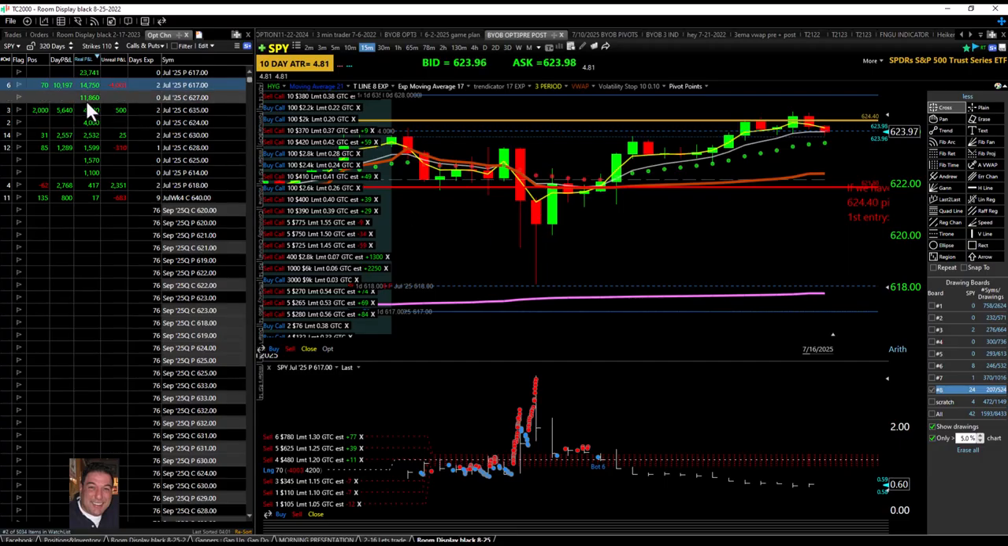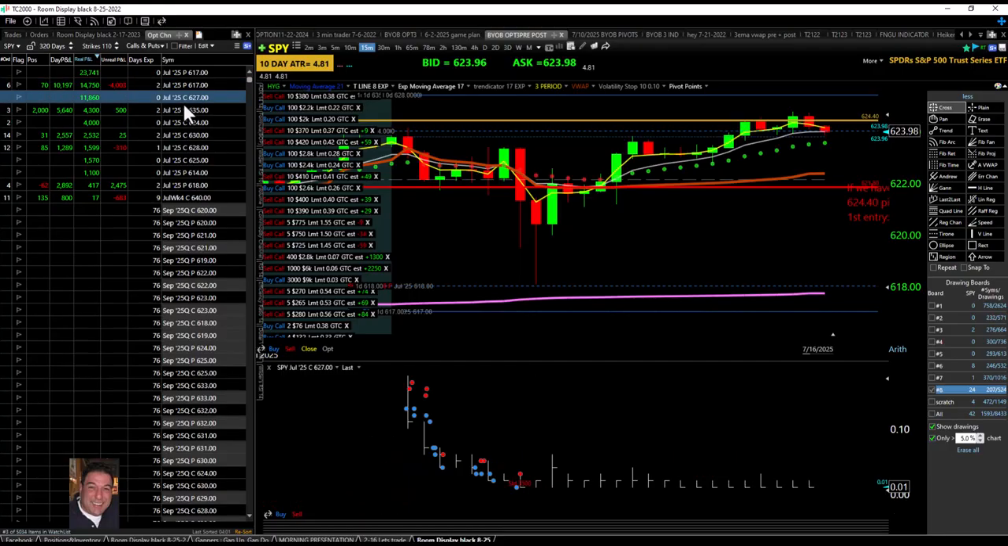Got 11.8 here. These are some 627 calls. I'm buying the lows and selling the highs. So I bought the dip and sold the peak. Obviously I had some of those at the beginning of the day, so I bought some and sold some off up here. So 11K on those.